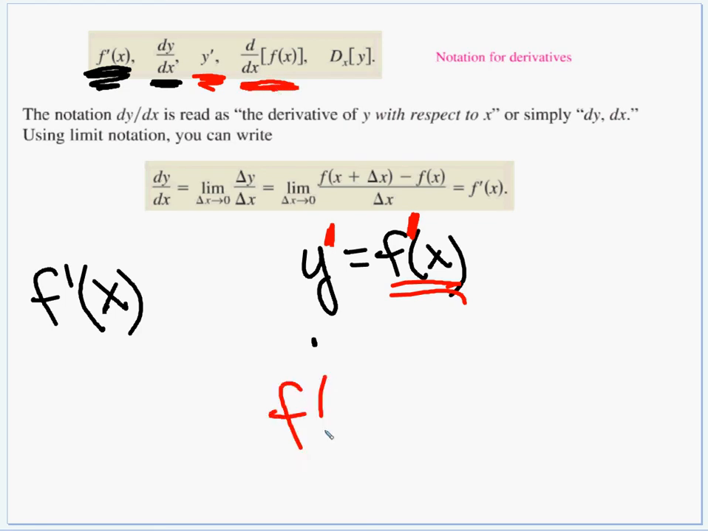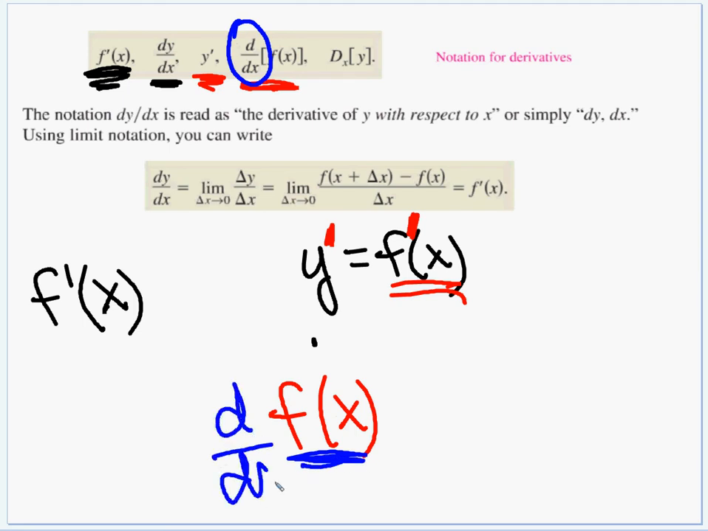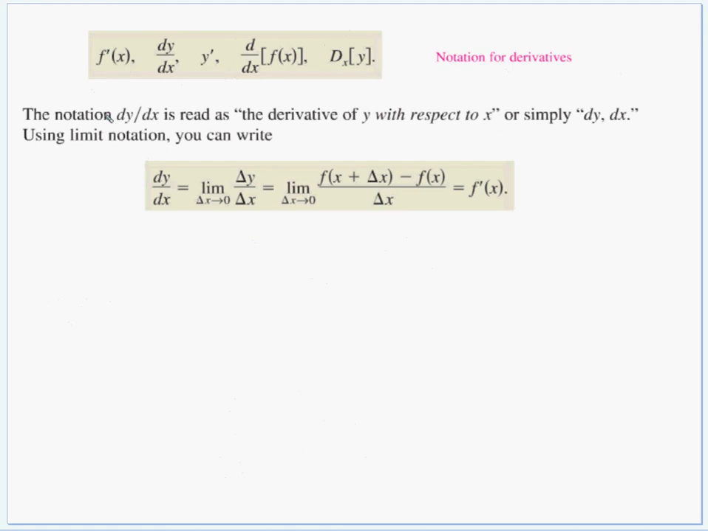Our function is f of x, so if we were going to derive that, we could denote it by putting this d dx in front. Here is my function f of x. We are going to derive with respect to x, d dx of f of x. This last one, of all the calc books I've read, and it's been quite a few, I've never seen that notation widely used, d dx of y. And just that second one here, the book does write out how to say it. The notation dy dx is read as the derivative of y with respect to x, or simply dy dx.